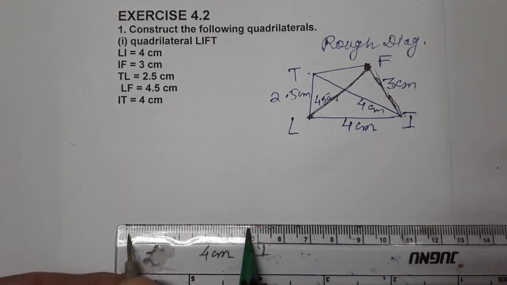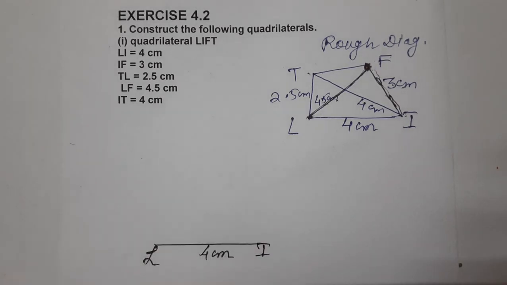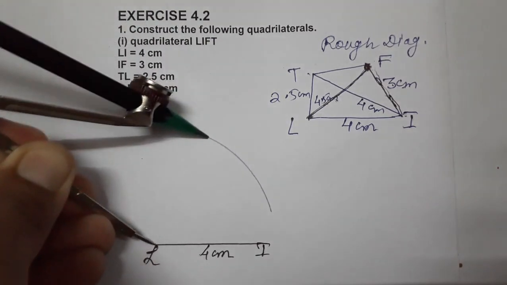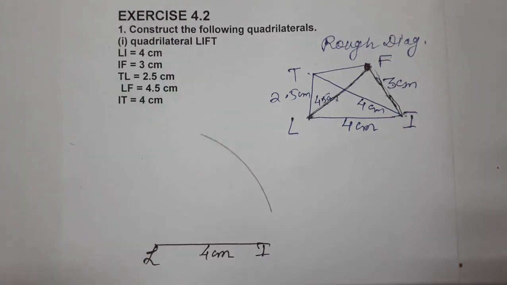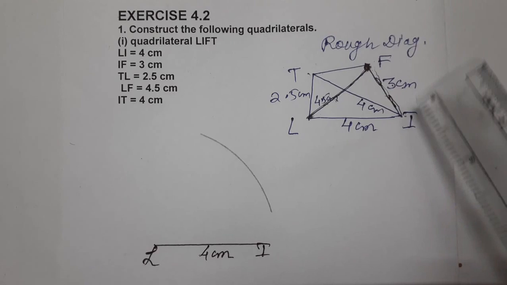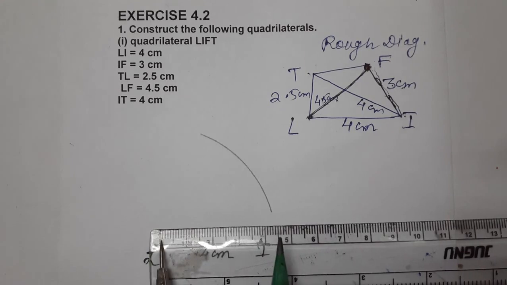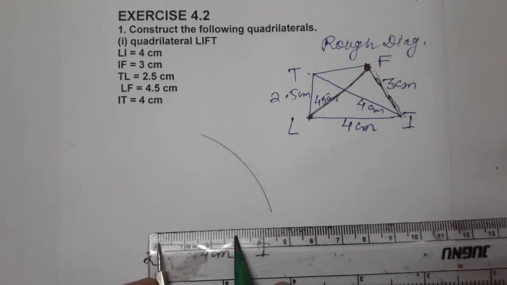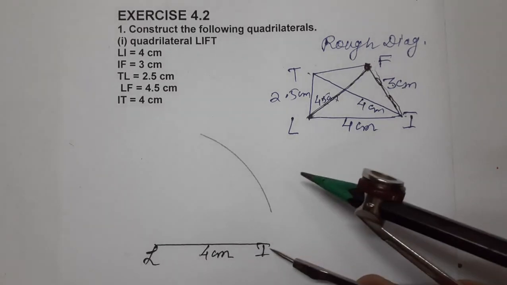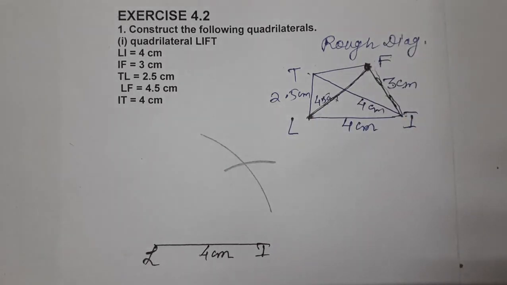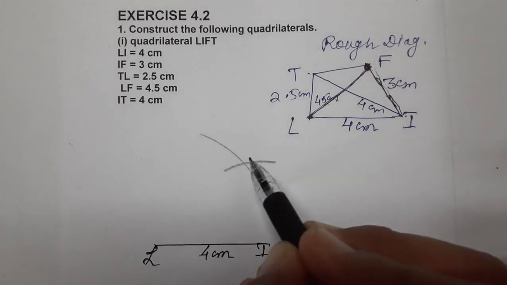On the compass, take the measurement 4.5 with the help of the ruler. This is 4.5. Now draw the arc of 4.5 with L as center and arc radius 4.5. I have drawn the arc. Now next one is I to F, 3 centimeter. So again measure 3 centimeter. So this is 3 centimeter, children. So I to F, mark. This is 3. Okay, now this point comes to be known as F.